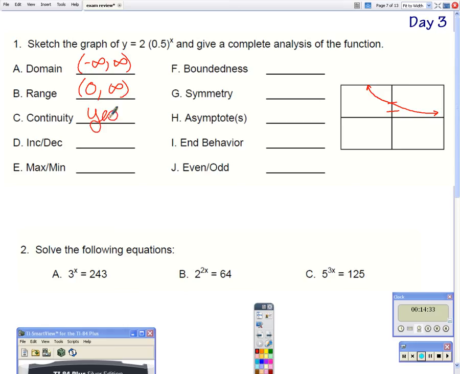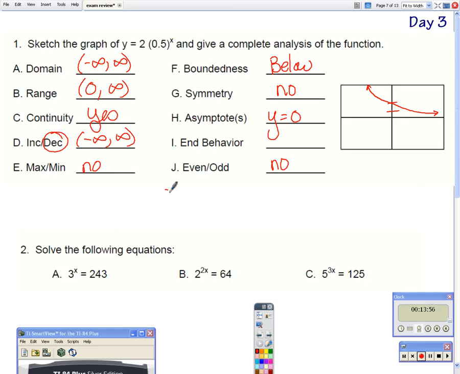It's continuous. Our graph is decreasing the entire time from negative infinity to infinity. There is no max or minimum. The boundedness is below because it has a horizontal asymptote. It does not keep going to negative infinity. It has no symmetry. It has a horizontal asymptote at y equals 0. It is not even or odd.